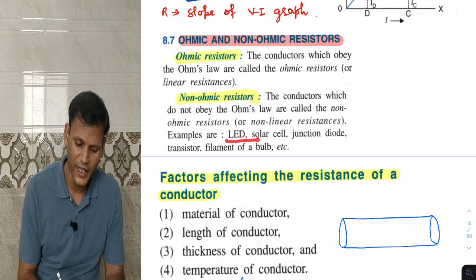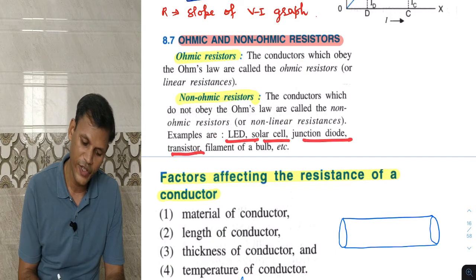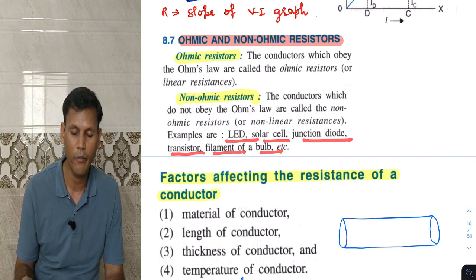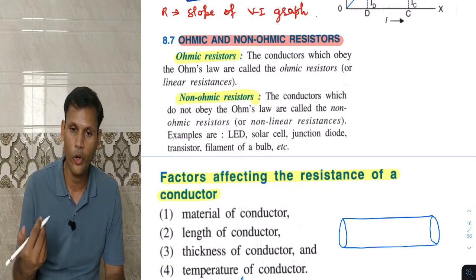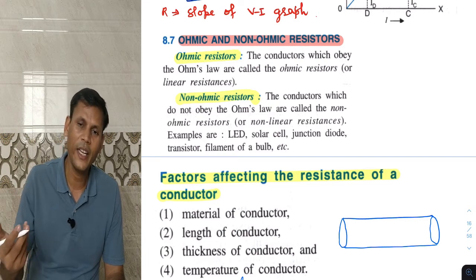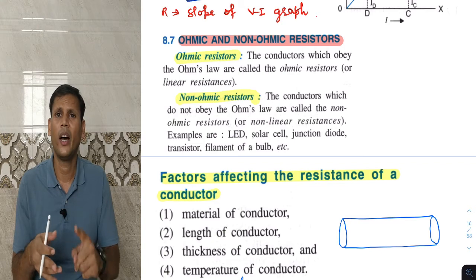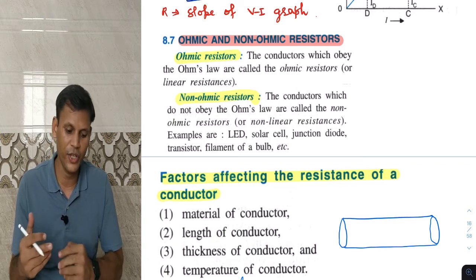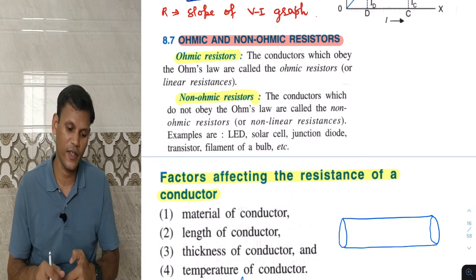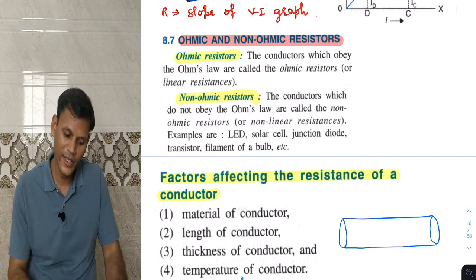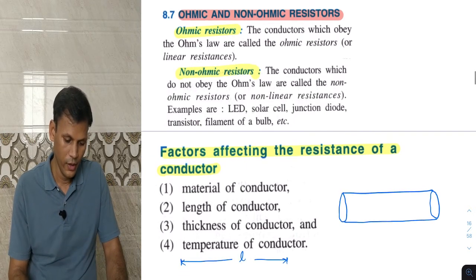Some examples are LED, solar cell, junction diode, transistor, filaments of a bulb. These are all non-ohmic. Any conductor like copper, silver, gold, iron, aluminium, these are all ohmic resistors. They follow Ohm's law, and these are the non-ohmic ones.